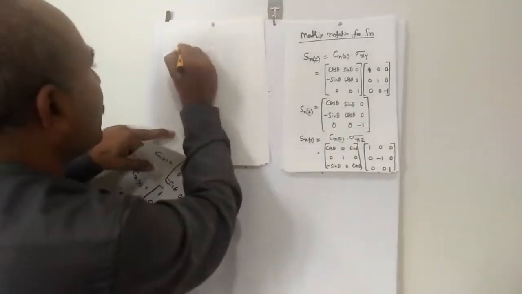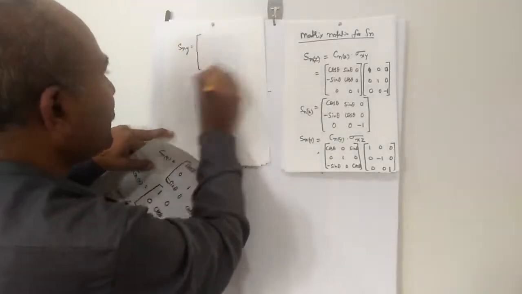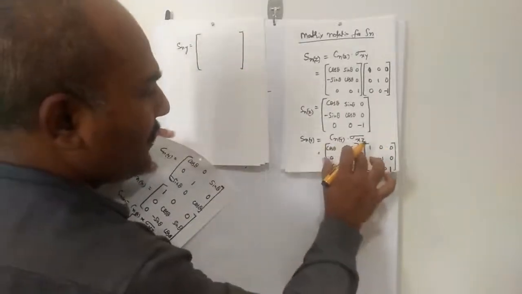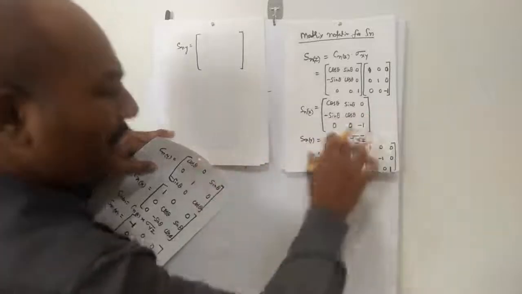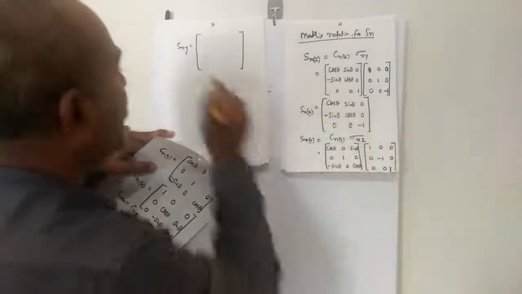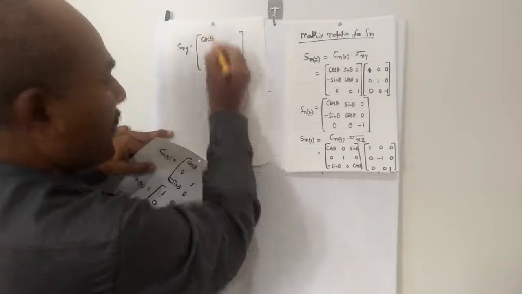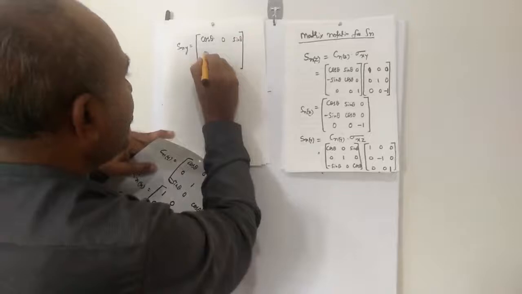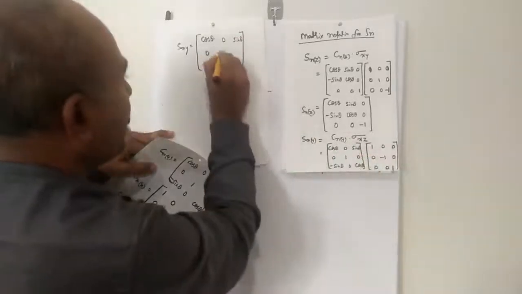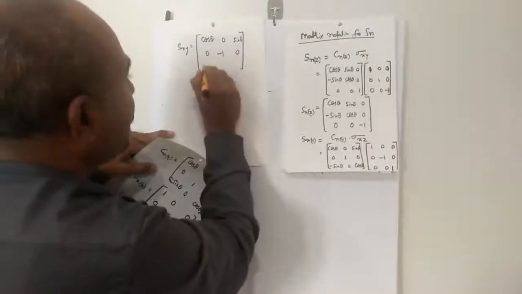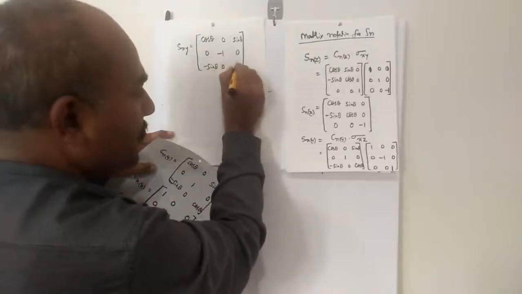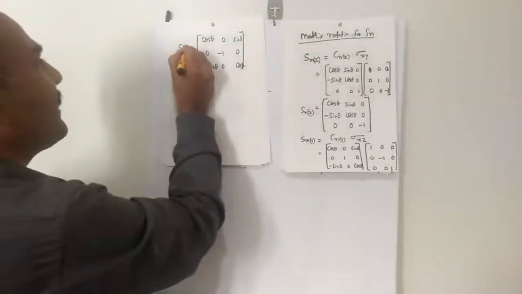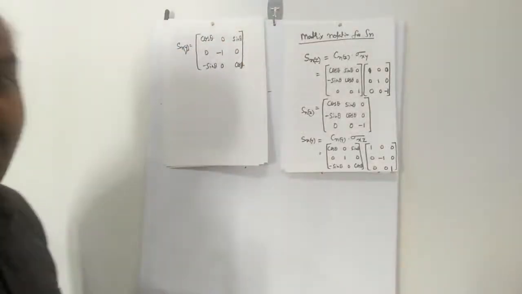If you multiply these two matrices, you will get the SNY matrix. Multiply the first row of the first matrix with the first column of the second matrix. If you do the complete multiplication, you will get the values cos theta, 0, sin theta, 0, 1 multiplied with the minus 1, the value will be minus 1, 0, then minus sin theta, 0, cos theta. So this is the SNY matrix, that means improper rotation along the y.